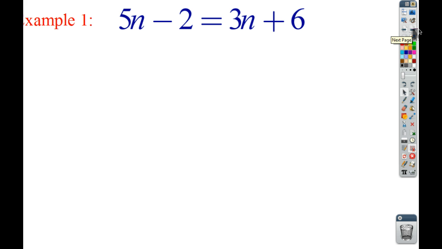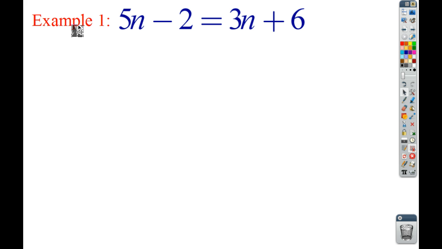All right, so here we go. We've got an example here, actually I should bring that in there. 5n minus 2 is equal to 3n plus 6. Now, we have a problem here because we have variables on both sides of this equation. We have 5n on the left side and we have 3n on the right side.